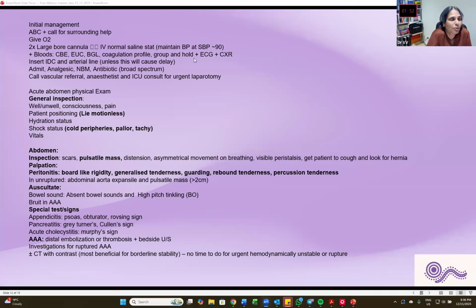We are going to run the ECG quickly and order the X-ray. We're going to do the IDC. We have to have the arterial line in. Admit, analgesic, nil by mouth, antibiotic. So I'm going to order a broad spectrum antibiotic. Give me a second. Vascular referral, anesthetic, ICU, consult for urgent laparotomy.